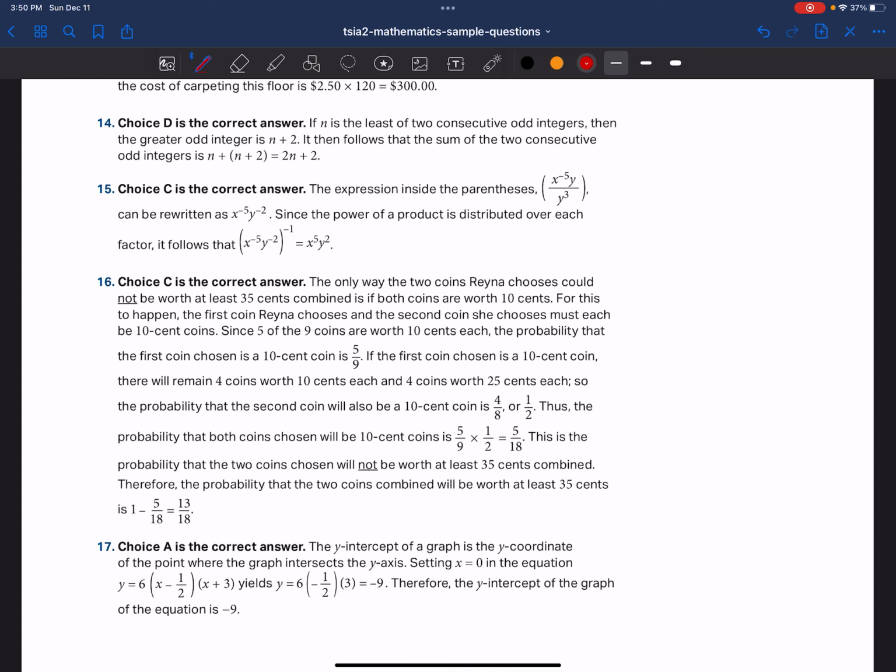If the first coin chosen is a 10-cent coin, there will remain 4 coins worth 10 cents each, and 4 coins worth 25 cents each.